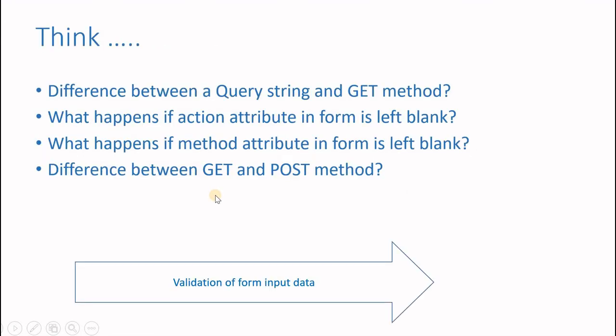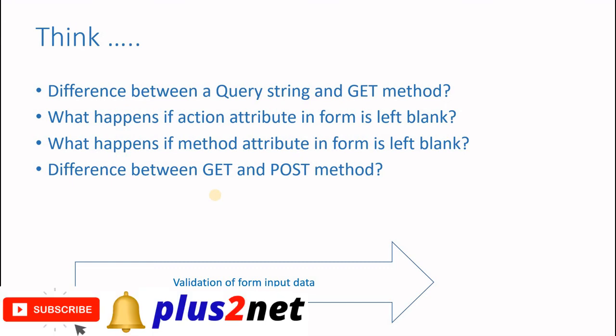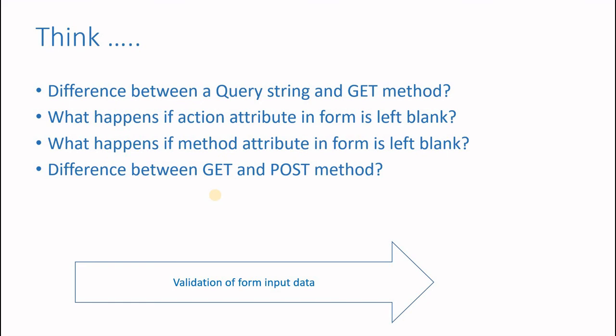Now let's think about this. What have you understood about the query string and the get method? What happens if the action attribute is left blank in the form? Where will the form be submitted? The answer is it submits to itself. Then what happens if the method attribute in the form is left blank? By default, is it get or post? Then what is the difference between get and post methods? We already discussed it. Please go through it.